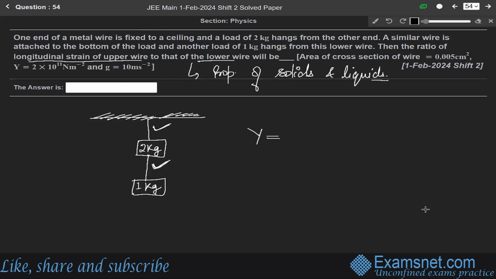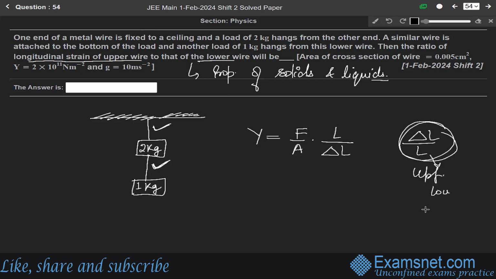Y, Young's modulus, is equals to force over area into L over elongation in length delta L. Okay, we have to find the longitudinal strain. So we know that delta L over L is the longitudinal strain. So we have to find this value for the upper wire as well as for the lower wire. Okay. So from this we get delta L over L equals to what?